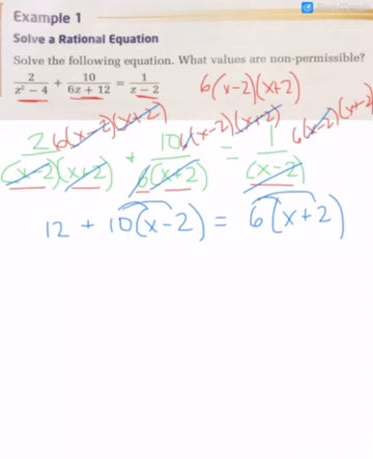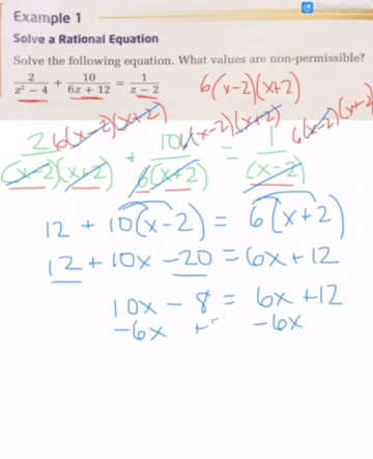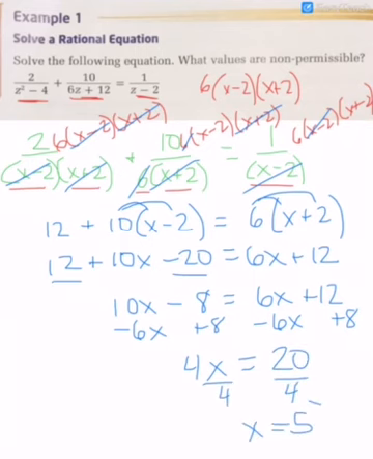So I'm going to multiply the 10 and the 6 in. So we get 10x minus 20 and 6x plus 12. And then I'm going to combine here my 12 and my 20 to get minus 8. And then we have to just move things to combine like terms. So I'm going to move my 6x over to be with my 10x and add my 8 over to be with my 12. So we'll end up with 4x on this side and 20 on the other side. Divide out that 4. So my answer is that x equals 5.